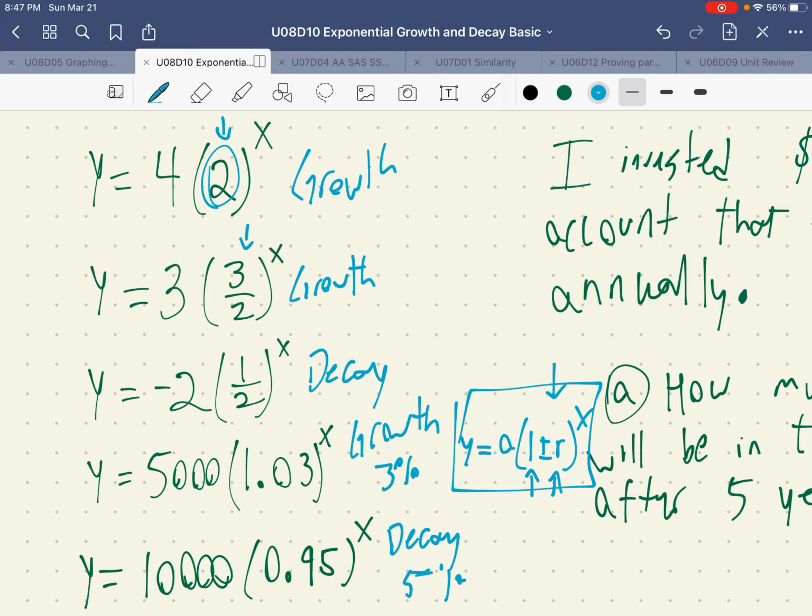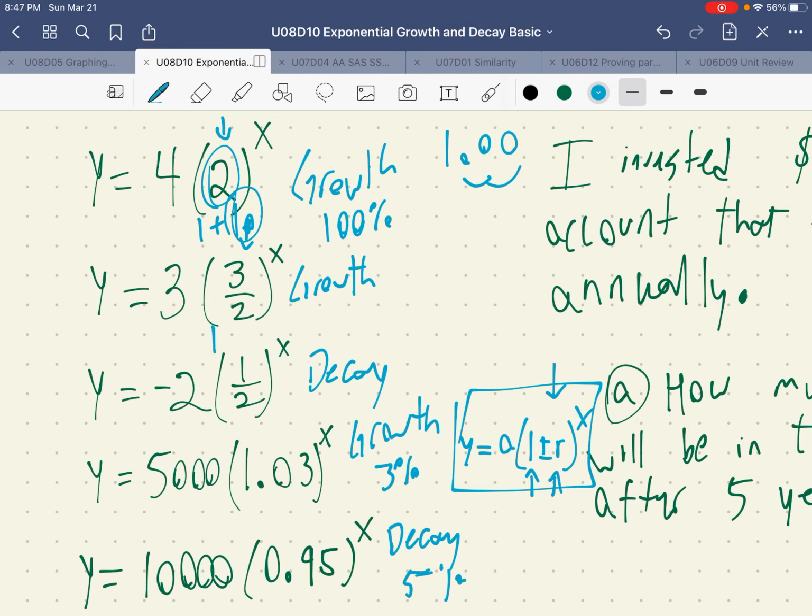We can rewrite 2 as 1 plus 1, which would be an increase of 100%. 1 is 100%. If you're not sure about percentages, you can just take whatever decimal you have here and multiply it by 100, or move the decimal point over 2 units to the right. So this is 1.0. If we move the decimal 2 points to the right, we get 100.